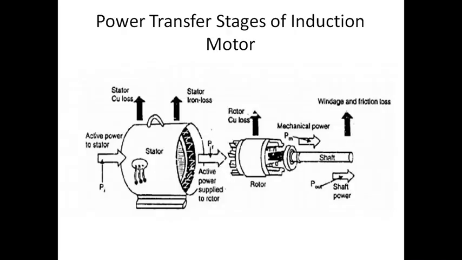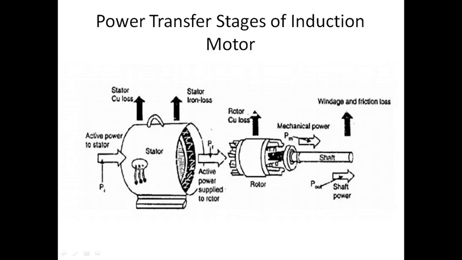And next is your power transfer: how is power transferred in the induction motor? Initially, I give a three-phase connection here. Three-phase supply is given to the stator and current flows. Because of the current flow, your rotating magnetic field is produced, right? The stator is a closed structure, so it is going to have a copper loss. That is, the stator copper loss will be produced.